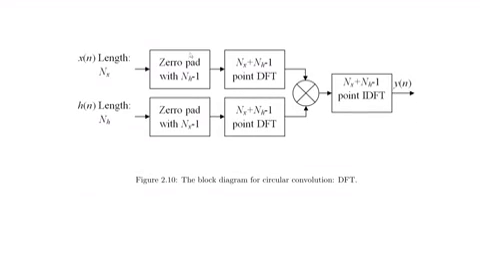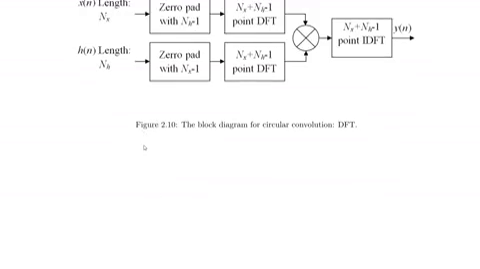Here you see the idea. The input x of n with a length of Nx, zero padding with Nh minus 1, doing DFT with the new length, and in parallel, h of n with the length of Nh, zero padding, doing DFT with the similar length, multiplication, and then inverse DFT and y of n. This y of n, circular convolution, the result will be similar to linear convolution. Right.